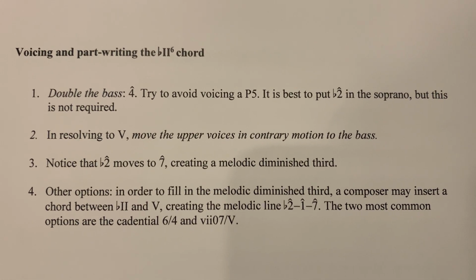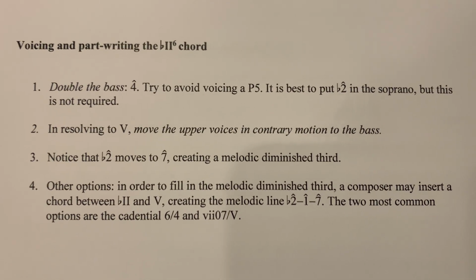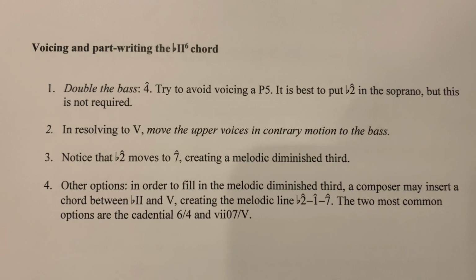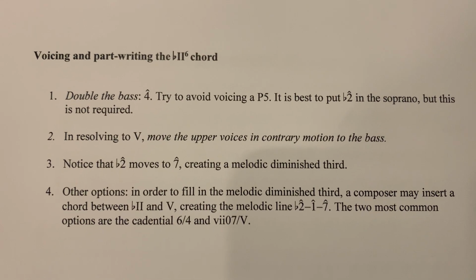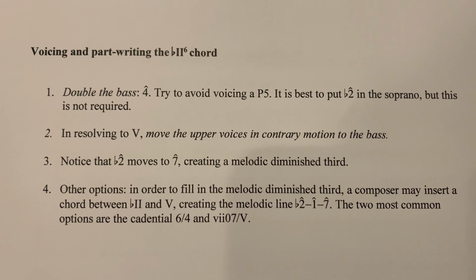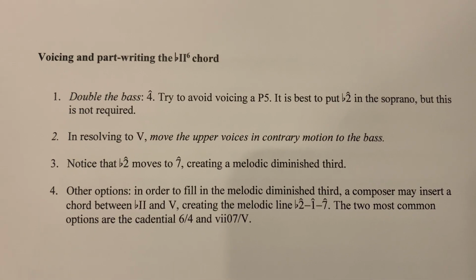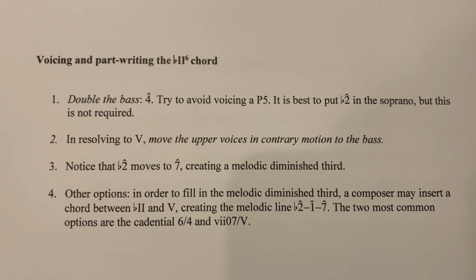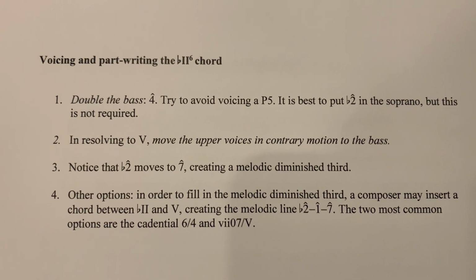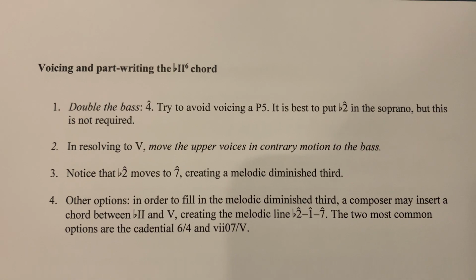Number 2, in resolving to 5, move the upper voices in contrary motion to the bass. All right? Upper voices in contrary motion to the bass, just like you did with the ordinary 2 6 or the 4 chord. And then you're going to notice that flat scale degree 2 moves to scale degree 7, and that's going to create a melodic diminished third.